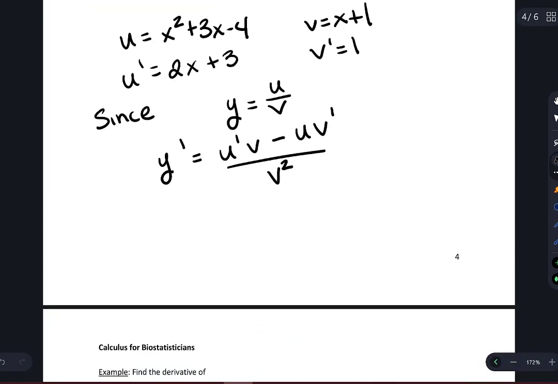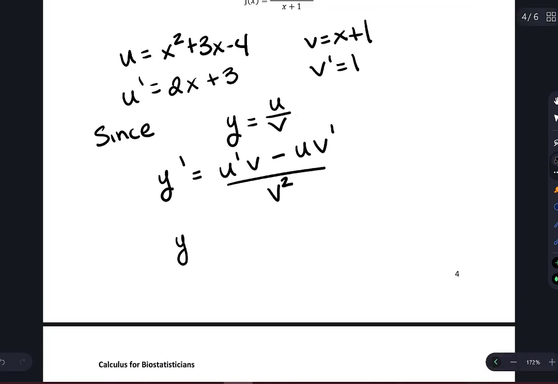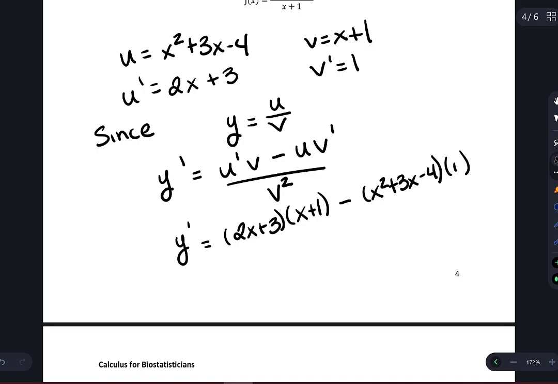Alright, so now we can plug these values in. So y prime is equal to 2x plus 3 times v, which is x plus 1, minus u, which is x squared plus 3x minus 4, times v prime, which is just 1. And then we're going to divide all of this by v squared, so x plus 1 squared.